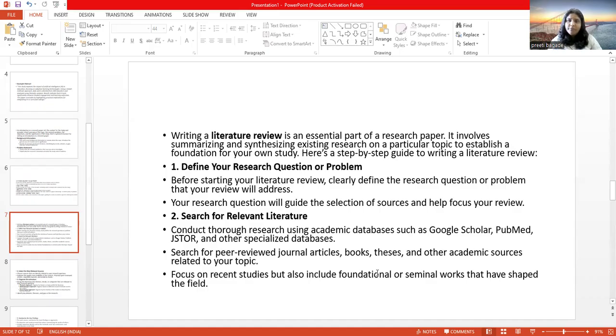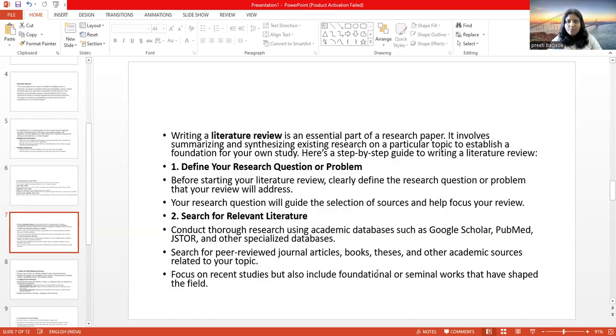Second, search for relevant literature. Conduct thorough research using academic databases such as Google Scholar, PubMed, JSTOR, and other specialized databases. Search for peer-reviewed journals, articles, books, essays, and other academic sources related to your topic. Focus on recent studies, but also include foundational or seminal works that have shaped the field.